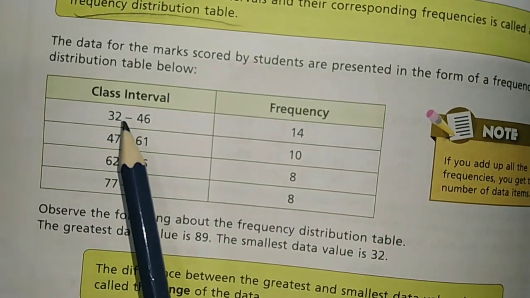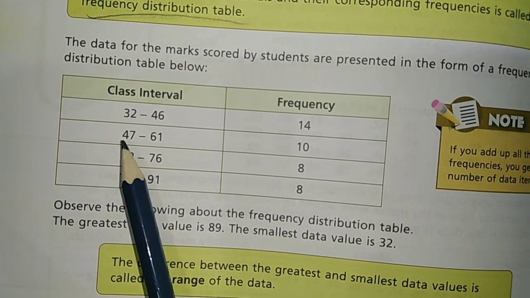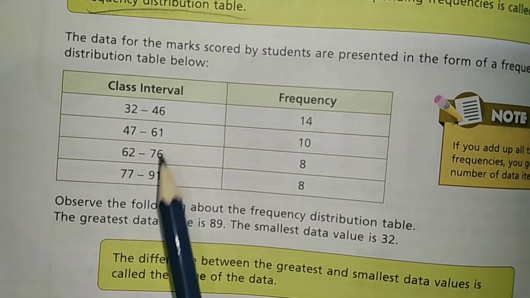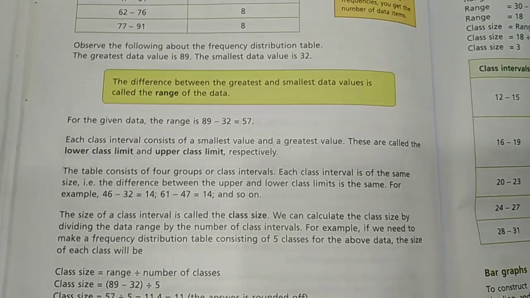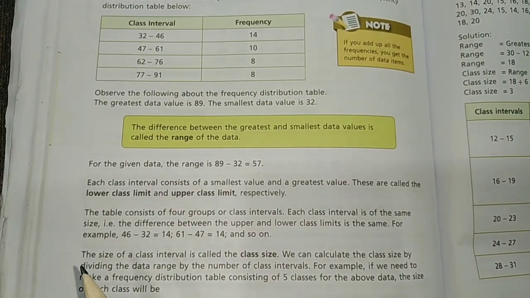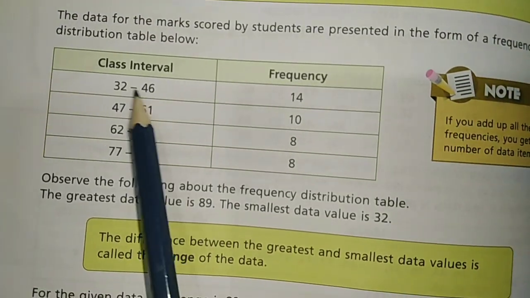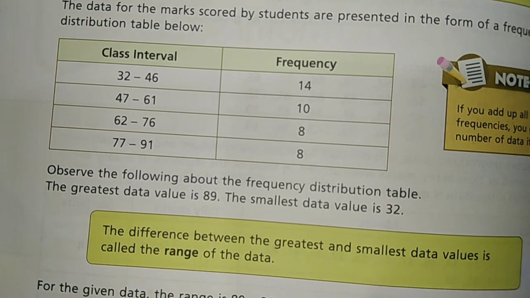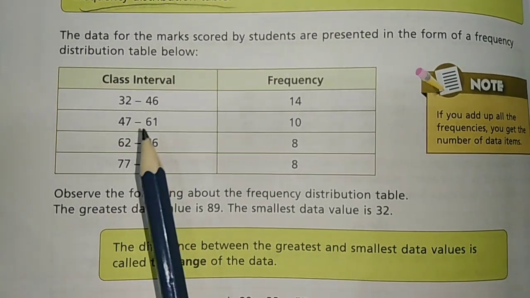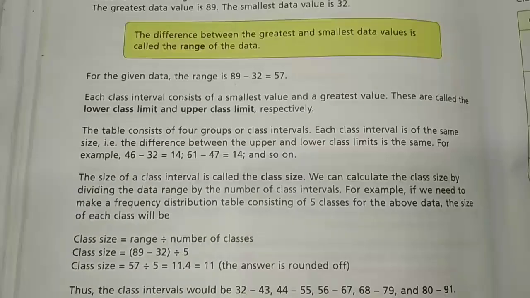In this case, 32 is the lower class limit and 46 is the upper class limit. 47 is the lower class limit and 61 is the upper class limit, and so on. The table consists of 4 groups or class intervals. Each class interval is of the same size. The difference between the upper and lower class limit is the same. 46 minus 32, we will get 14, and 61 minus 47, we will also get 14. Difference is the same in all the class intervals.